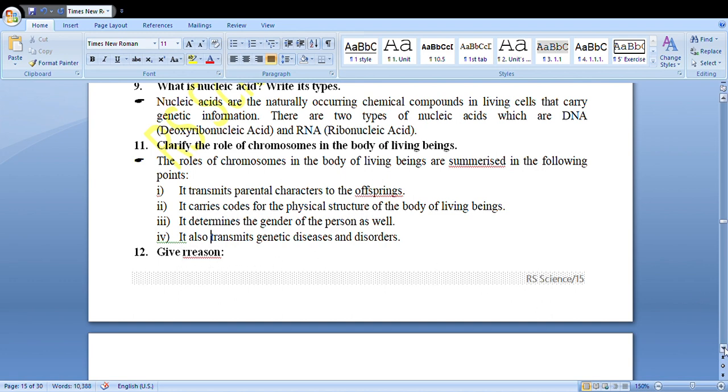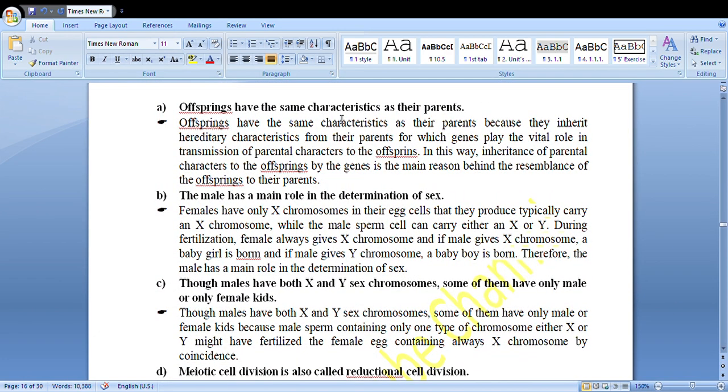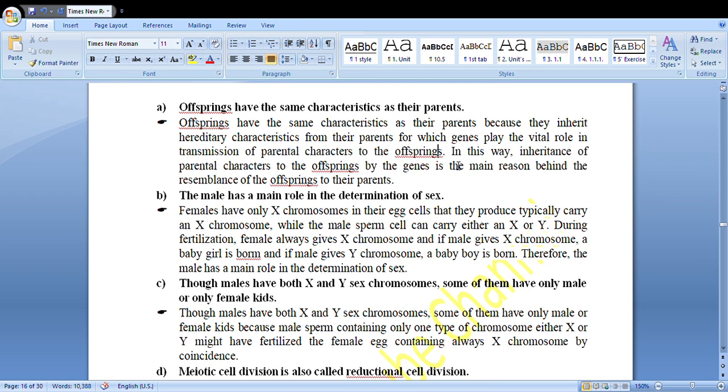Give reasons for the following questions. Offspring have the same characters as their parents. Offspring have the same characters as their parents because they inherit hereditary characters from their parents, for which genes play the vital role in the transmission of parental characters to offspring. In this way, inheritance of parental characters to the offspring by the genes is the main reason behind the resemblance of offspring to their parents.